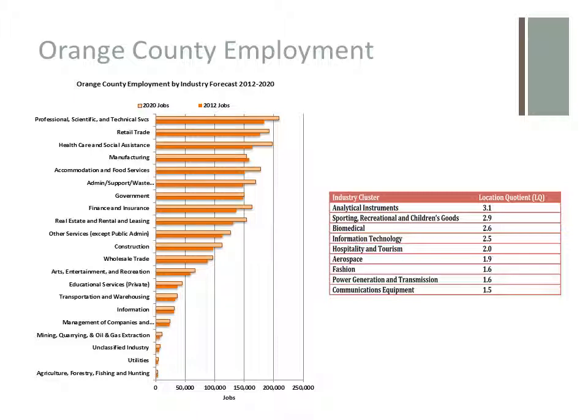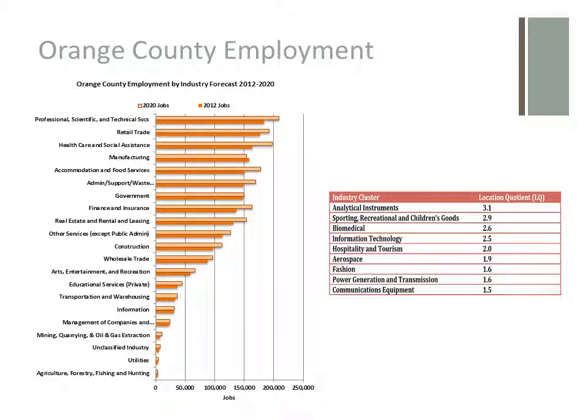And on the right is some information about industry clusters. And these are just defined as groups of businesses that happen to be located in Orange County. When you shop for a car and you go to the auto dealer, there's usually a whole bunch of auto dealers in the same area as sort of a cluster. Well, this happens with many industries, and these are the top clusters in Orange County: analytical instruments, sporting, recreational, and children's goods, biomedical, etc.